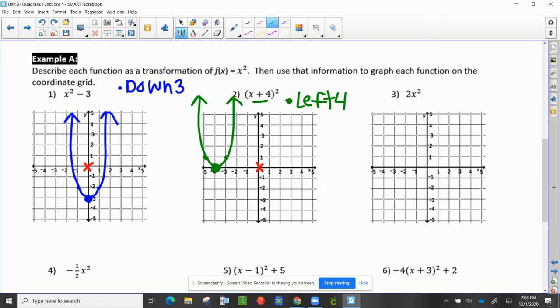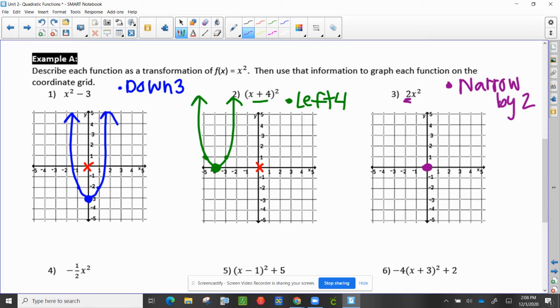All right, number 3, we have a 2 in front. That's our only transformation. So this graph does not go left, right, or up or down. So it's going to stay at the origin because there's no plus or minuses here. All this graph is going to do is have a stretch. Okay, it's going to be narrow by a factor of 2. So that means all your numbers get multiplied.